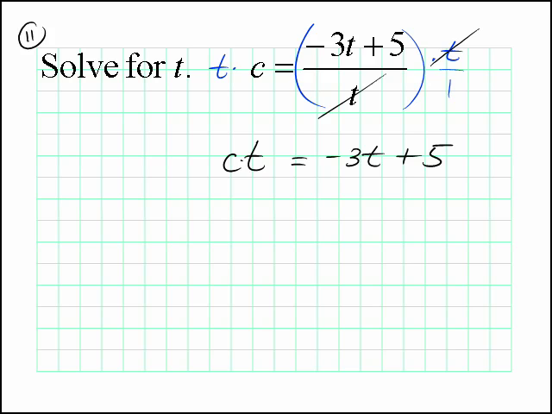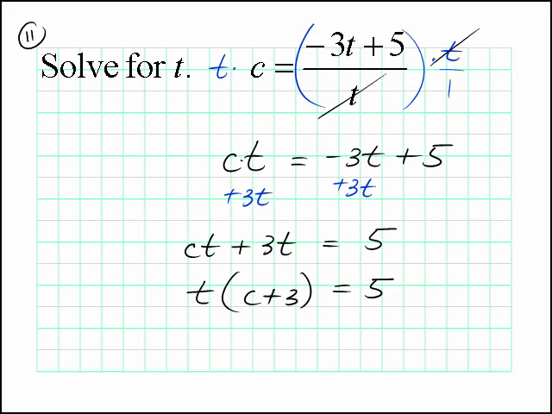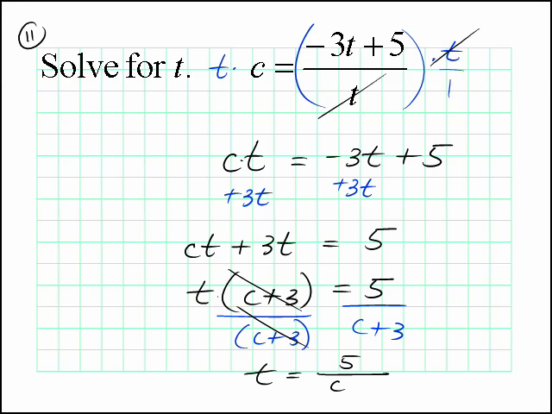Now, it would be incorrect to divide both sides by c here because I do have t's on both sides of the equation. I must move them all to one side. So I'm going to move this term, 3t, over to the left. I now have c times t plus 3t equals 5. Since all the t's are on one side, this will allow me to factor the t out, or in other words, use the distributive property. I can now divide both sides by the quantity c plus 3. And I have the answer t equals 5 over c plus 3. Solve for t.